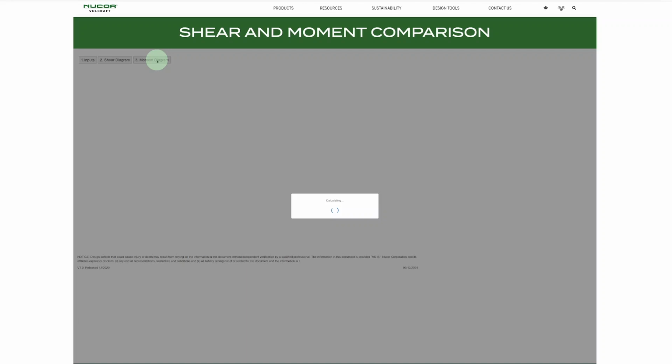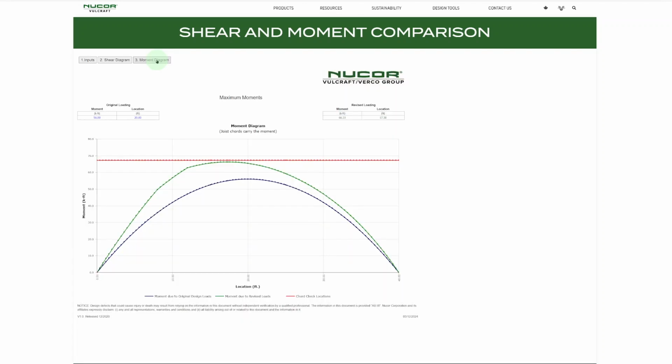If I jump to the moment diagram tab, it's structured very similarly. I've got my original moment line, my revised moment line, and then the red here is just across the entire span. Because it's the moment, joist chords typically carry the moment. So this would be the top and bottom chords of the joist needing to be checked for potential reinforcing.